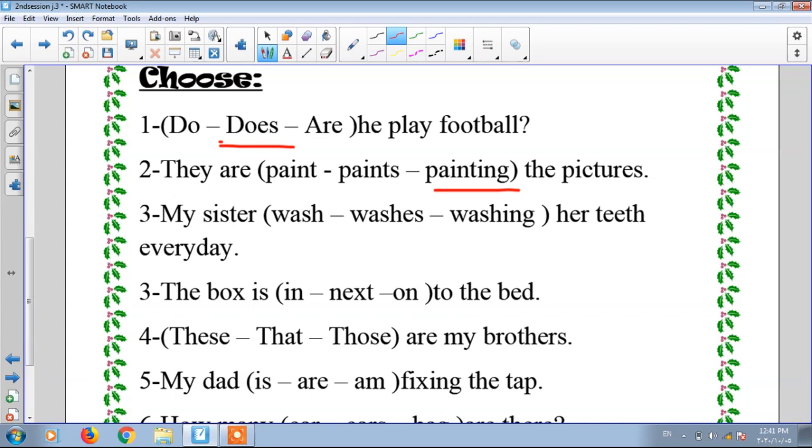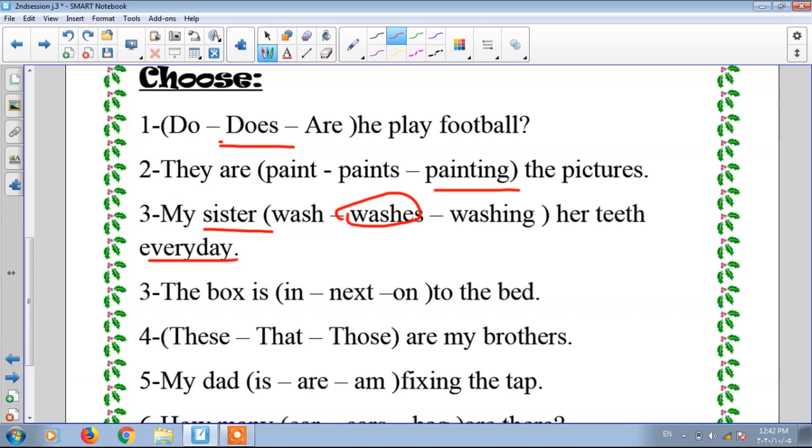Number 3, my sister wash or washes or washing her teeth every day. Here we have every day and we have sister. So I circle what? Yes, washes. We add es when we have what? He or she or it. We add es to the verb if we have he, she and it. But if we have I, they, we, you, don't put any additions.